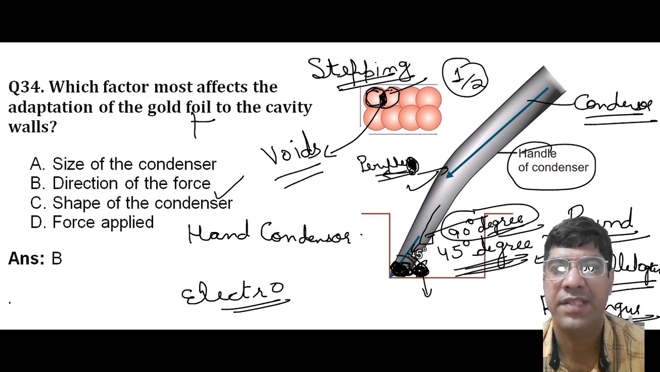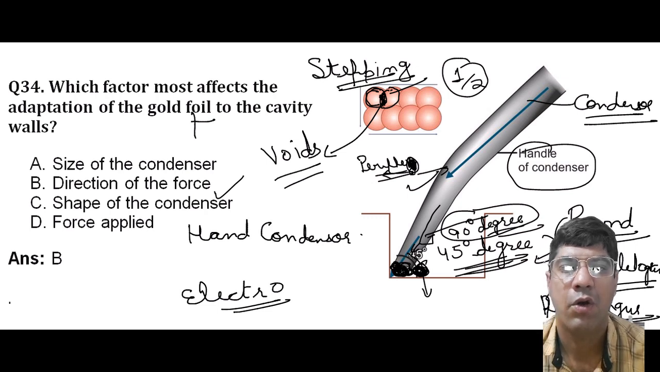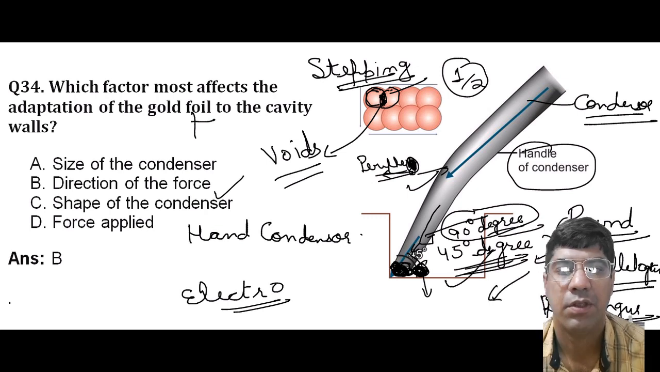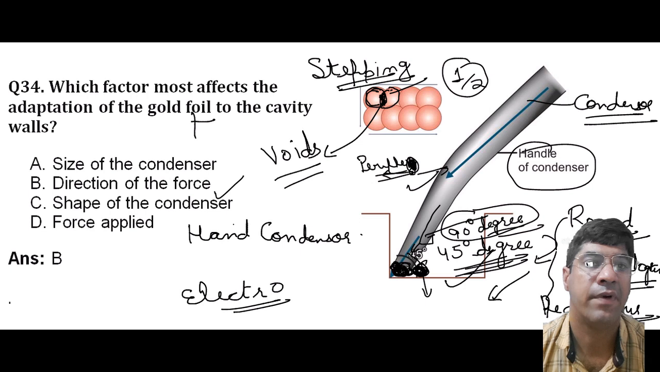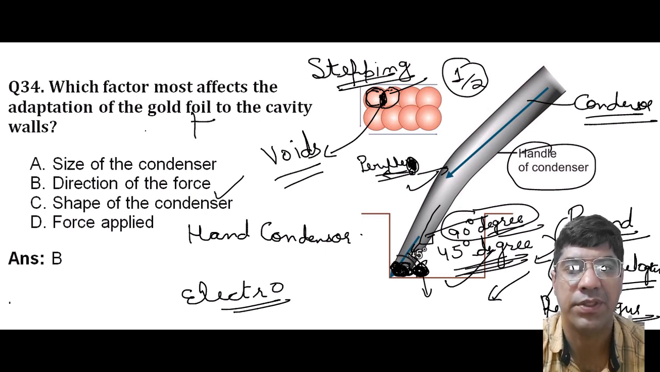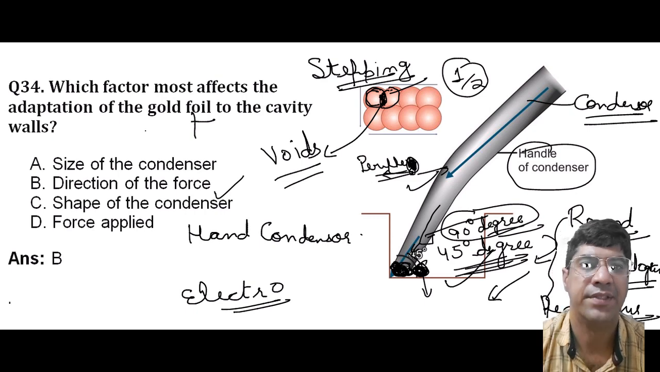So all these condenser nibs have pyramidal serrations to prevent slipping on the gold, ensuring efficient condensation. That is why the direction of force is very important. It is the most important factor that affects the adaptation of gold foil to the cavity walls. So that is your answer.